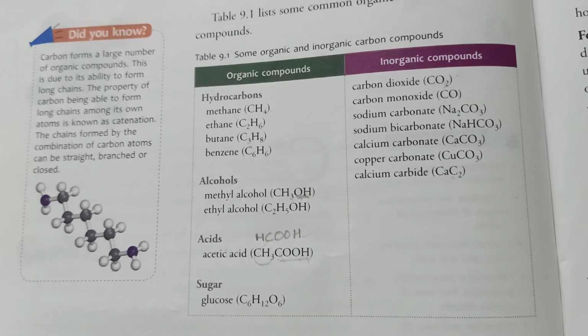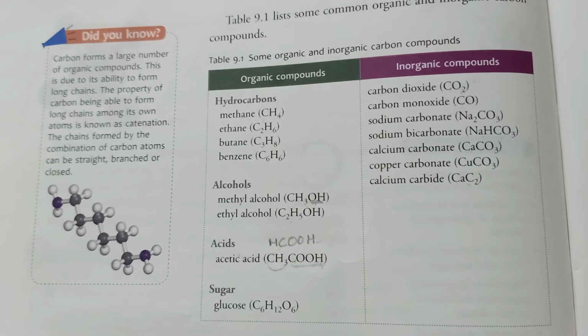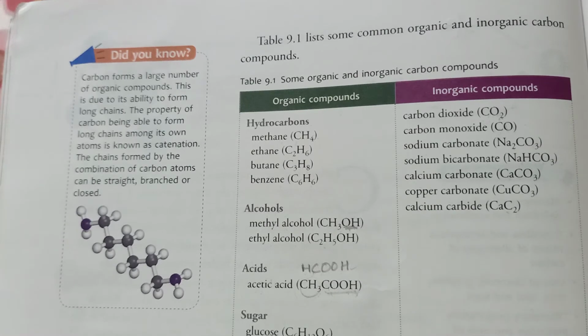Now, how is it possible that carbon alone can form millions of compounds around us? This is possible only if carbon has special properties compared to other elements. There must be some special properties. Then only will it be possible for carbon to form such a huge number of compounds around us. And that is true. Carbon possesses two very unique properties due to which carbon forms a huge number of compounds around us.